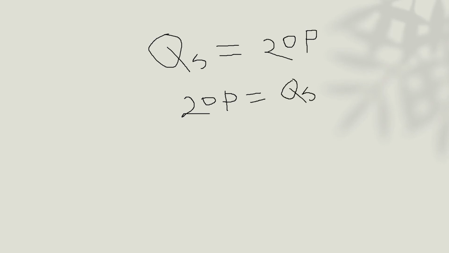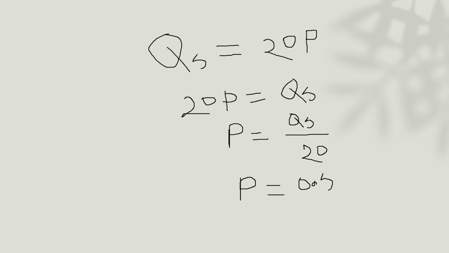and because we ultimately need it as an expression of price as a function of quantity supplied, now we have to bring this QS will be divided by 20. So we know that QS divided by 20 will be basically 0.5 QS.